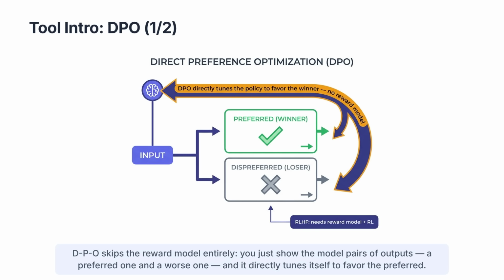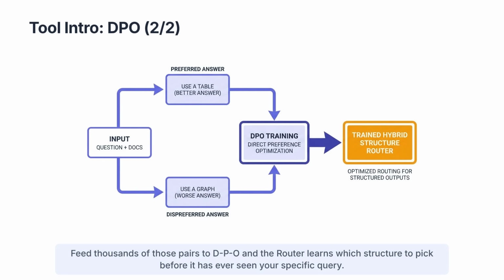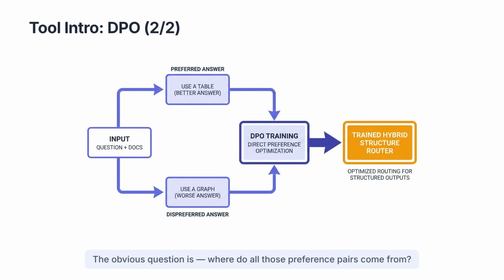Simpler, stabler, very popular. So for the router, a preference pair is simply, for this question, structure A gave a better answer than structure B. Feed thousands of those pairs to DPO, and the router learns which structure to pick before it has ever seen your specific query. The obvious question is, where do all those preference pairs come from? StructRAG has a clever, fully automatic recipe. That's the next slide.